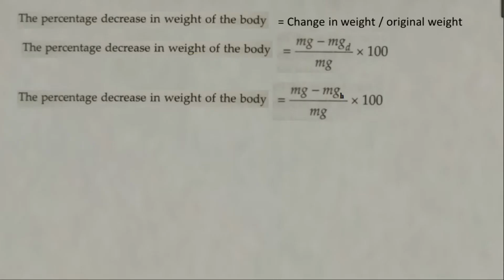So now these are the important formulas. The percentage decrease in the weight of the body is given by change in weight by original weight, and change in weight is original weight minus new weight. So original weight is mg minus new weight is mg_d divided by mg, that is the original weight, into 100. So this is the formula. Similarly, for weight decrease due to height we can use this formula.